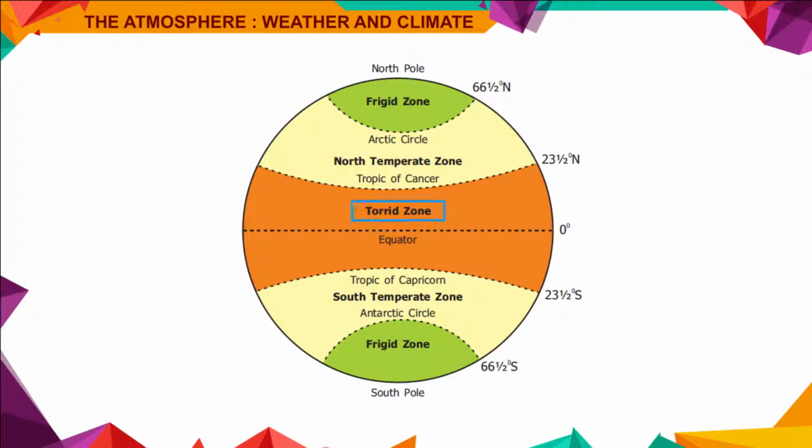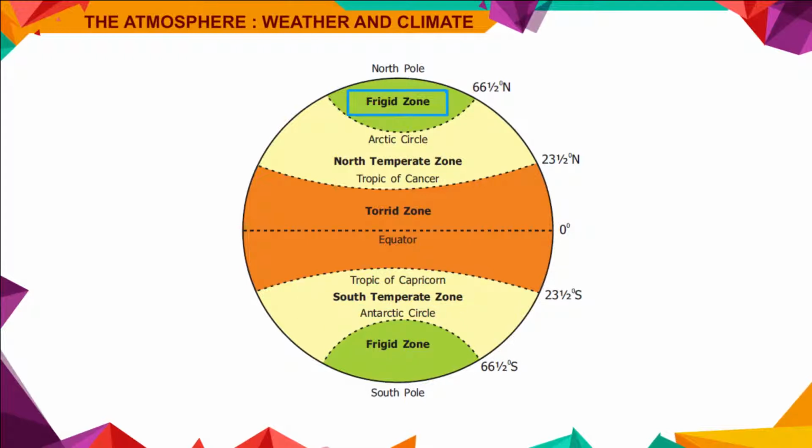Here, the sun's rays are almost vertical throughout the year. This zone receives the maximum heat and is the hottest zone of the earth. The temperate zone lies between the Tropic of Cancer and the Arctic Circle in the northern hemisphere, and between the Tropic of Capricorn and the Antarctic Circle in the southern hemisphere. In this zone, the sun's rays never fall vertically. They are always oblique. This zone is neither too hot nor too cold.